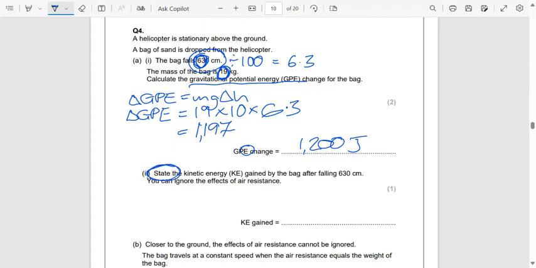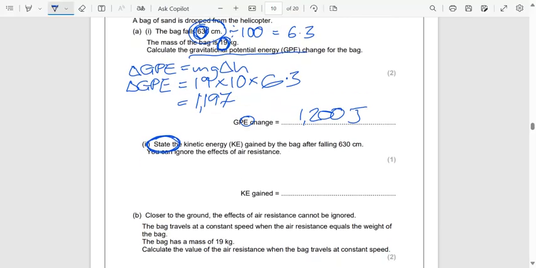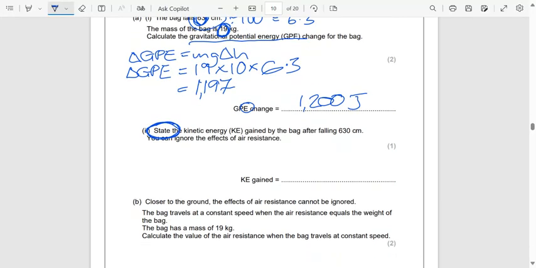Now, this question here, it says state, all right, which means that you should just be able to write it down. You don't need to do any calculations, right? There is a formula, and it is that the GPE at the top is equal to the KE at the bottom plus any work done against frictional forces, right? Any work done against friction.